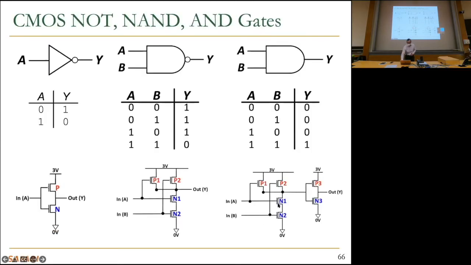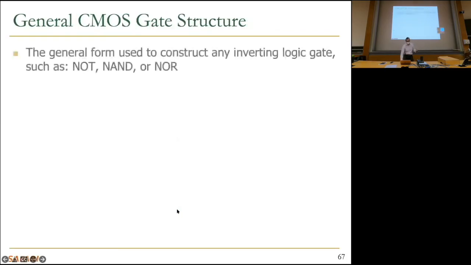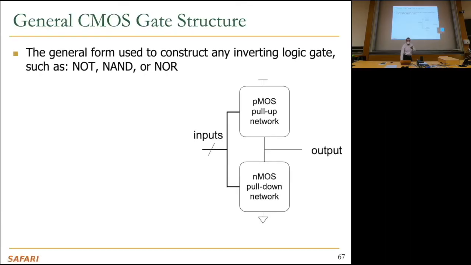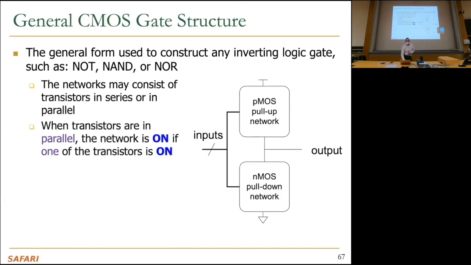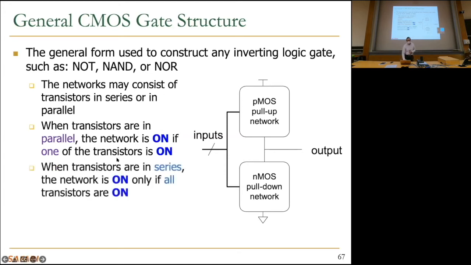So if you go back, you can think of this higher part as a network, right? This is the PMOS transistors, let's say. This is NMOS transistors. And PMOS transistors are in parallel, NMOS transistors are in series here, in this particular case. You can do it the other way around also. So the networks may consist of transistors in series or in parallel. When transistors are in parallel, the network is on if only one of the transistors is on. When the transistors are in series, the network is on only if all the transistors are on, right? So these transistors can be in parallel, these transistors can be in series, or the other way around.